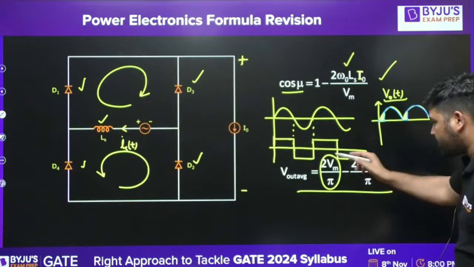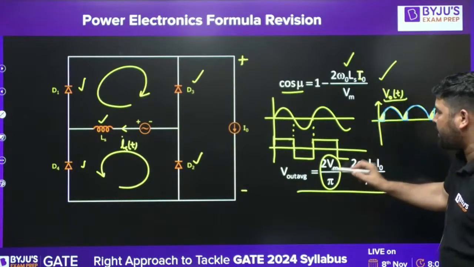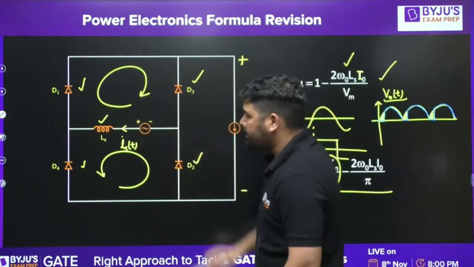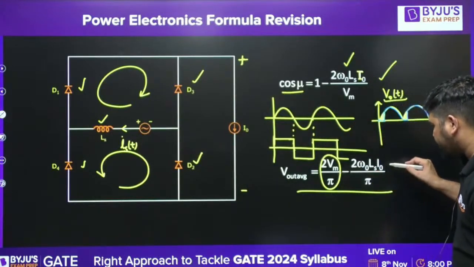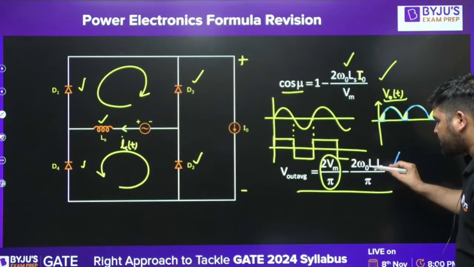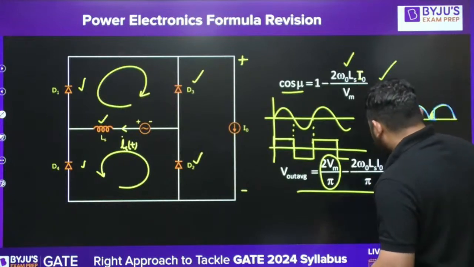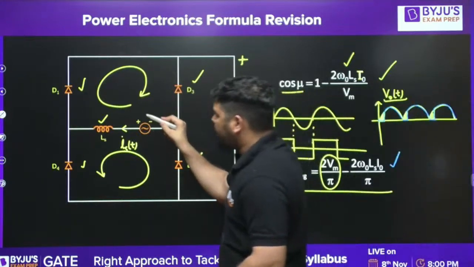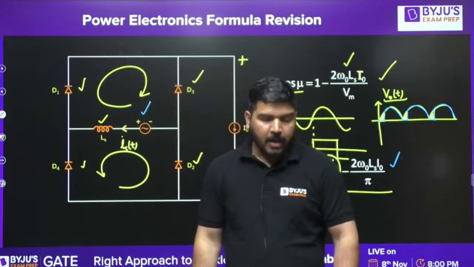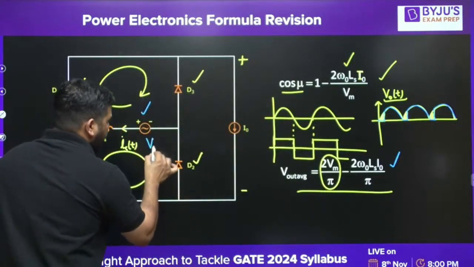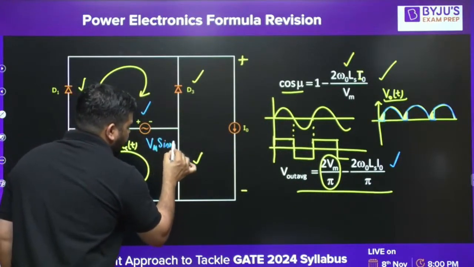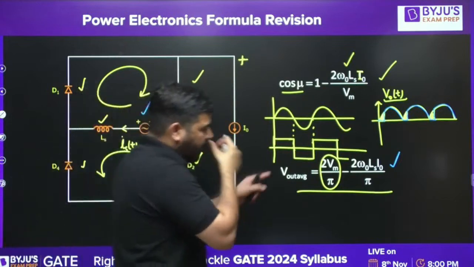2 Vm by pi was the previous average value when there was no source inductance. But if there is a source inductance, then it is 2 Vm by pi minus 2 omega naught Ls I naught by pi. But this formula is valid only if the source is a sinusoidal source, Vm sin omega t. If the source is a triangular wave or square wave, then this formula will not be applicable.